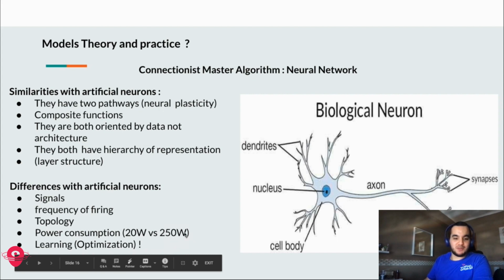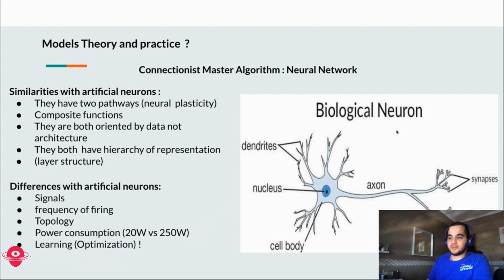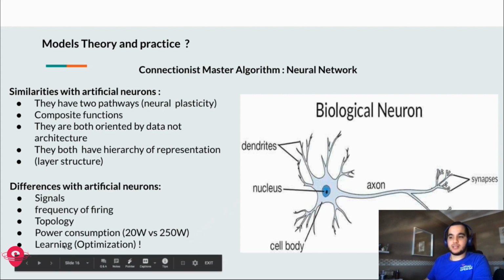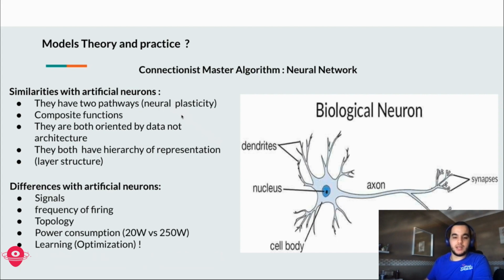And when you go to the artificial neural networks, and then when you train them on GPUs and CPUs, they do consume about 250 watts. So they are very computationally expensive, actually. And the last and the main difference is the learning or the optimization. So neuroscientists did observe this phenomenon that is called neuroplasticity, which is basically when the brain is learning, but they don't have clear formulas and clear equations on how this learning is working, how we can model this learning mathematically, and this is still a mystery, actually.